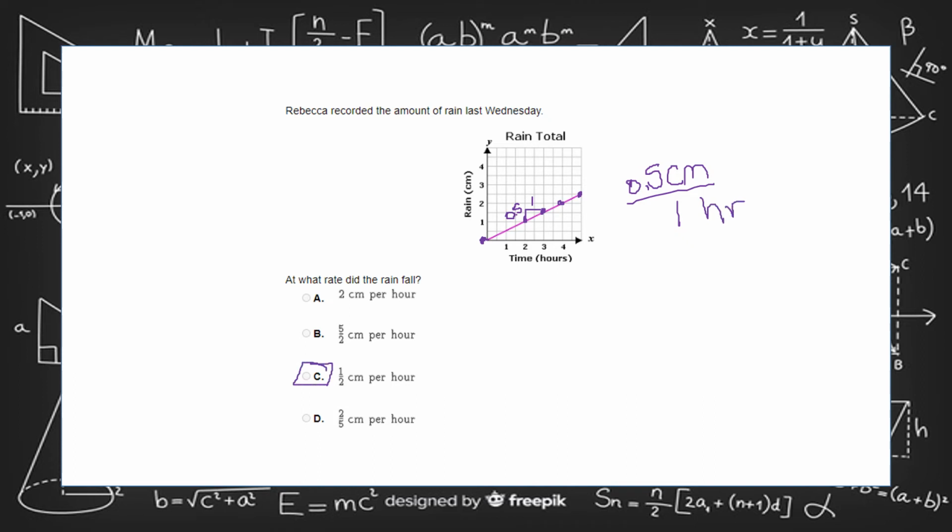Okay, I could also do it by picking any point on here. One I see is (3, 1.5). I could pick (2, 1). I could pick right here, 1.5. And every one of those shows me that it is 1/2 centimeter per hour.